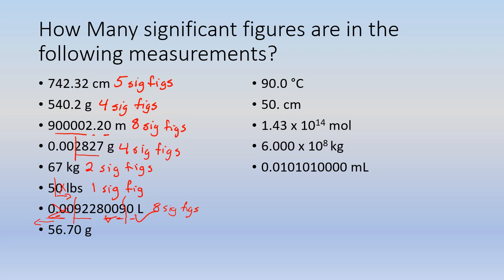56.70 grams. We only have one zero to consider here. It comes after the last non-zero digit, but there is a decimal in this case, so that zero is significant. There are 4 sig figs in that measurement.